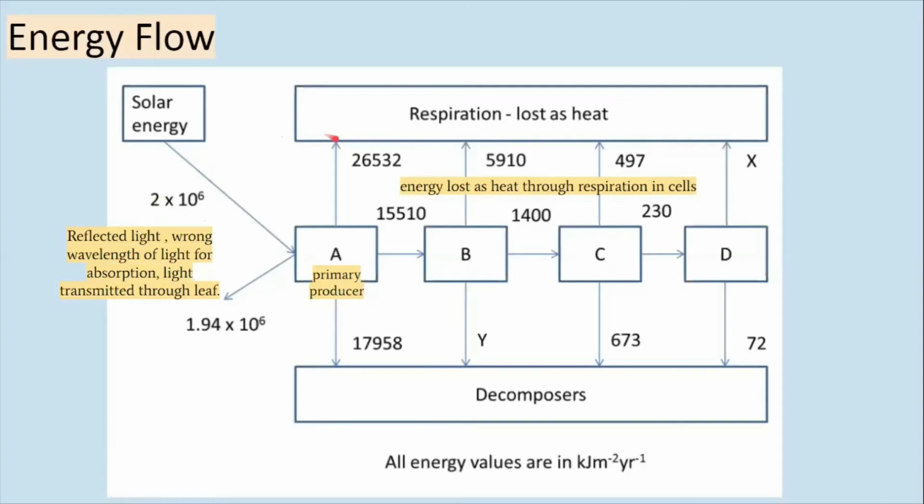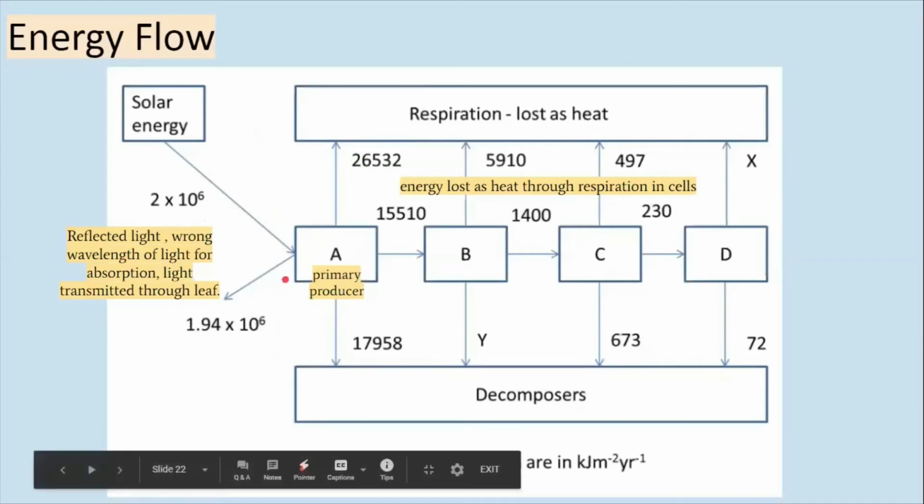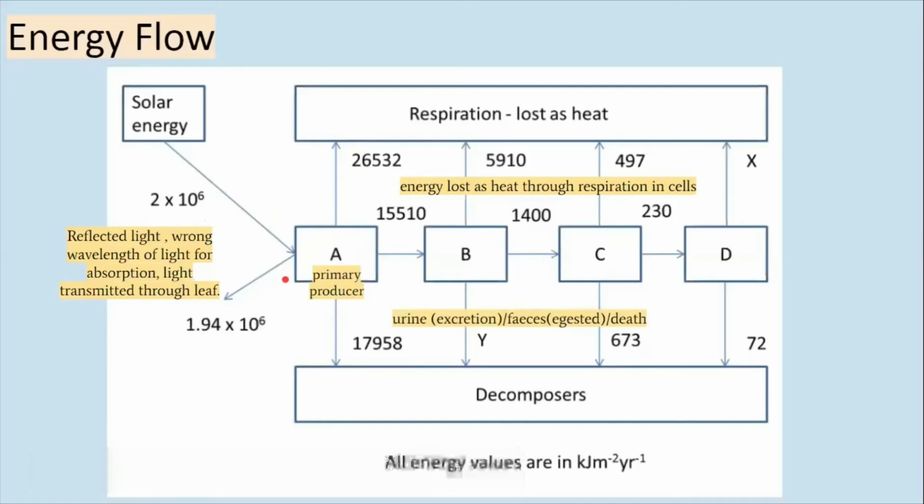So as we can see, the arrow here, 26,532 kilojoules per meter squared per year of energy is lost as heat to the environment. Next, the arrow at the bottom here indicates death. All the plants at some point will die, and when they do, we know they are going to be decomposed by decomposers.